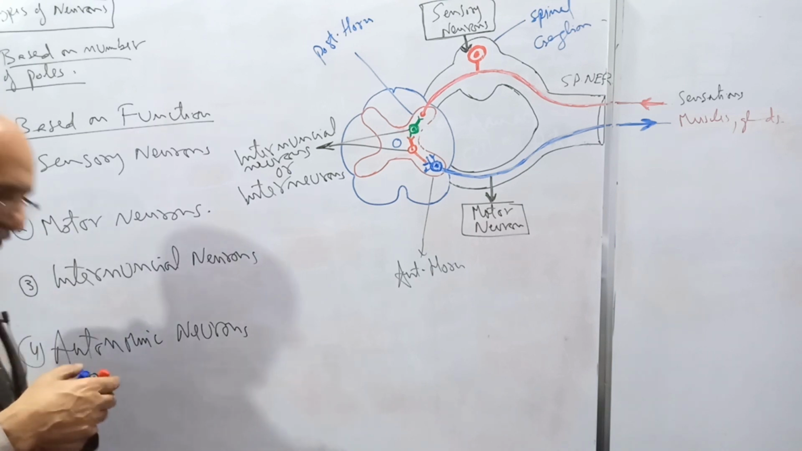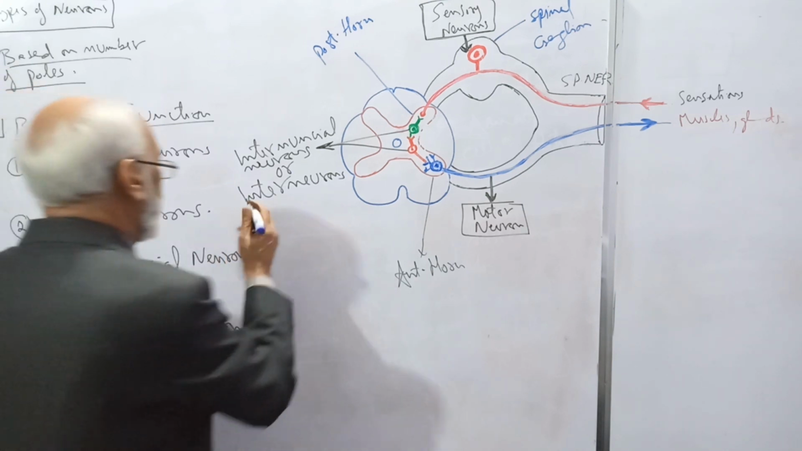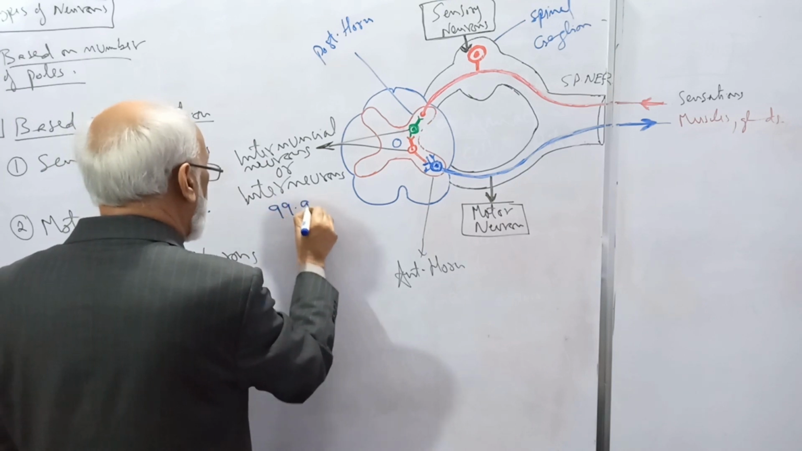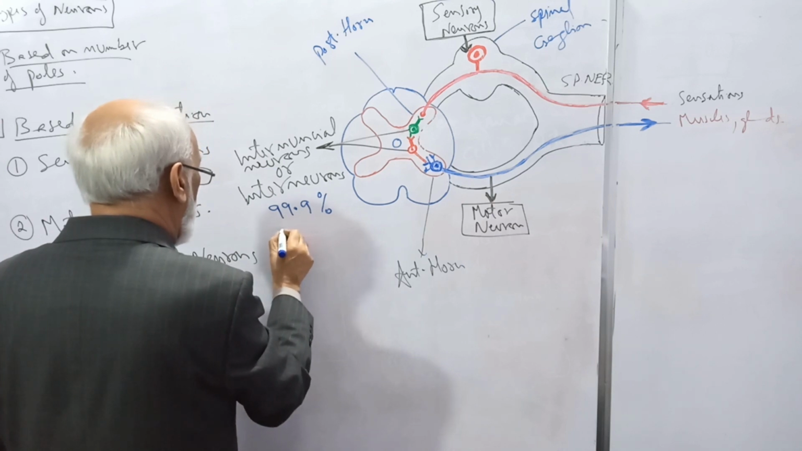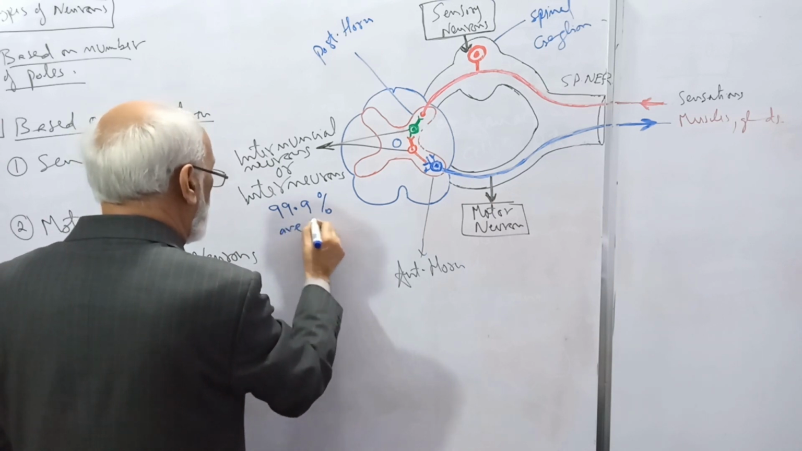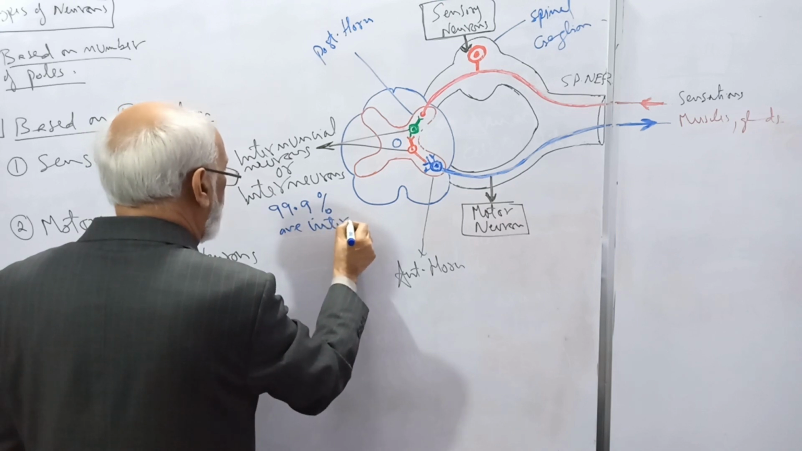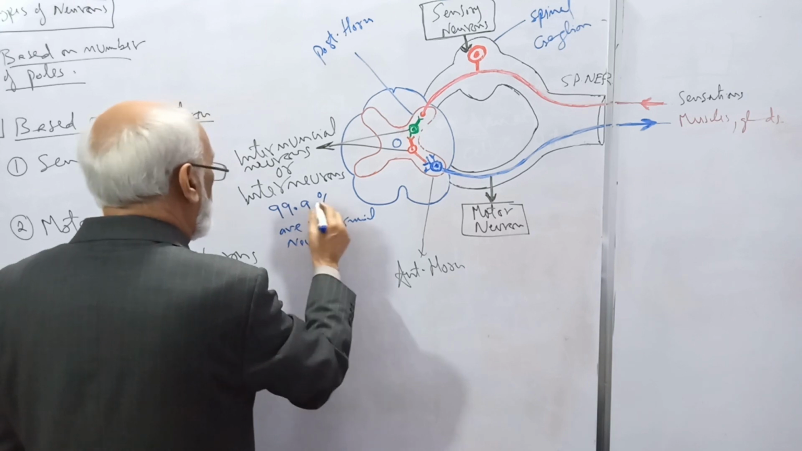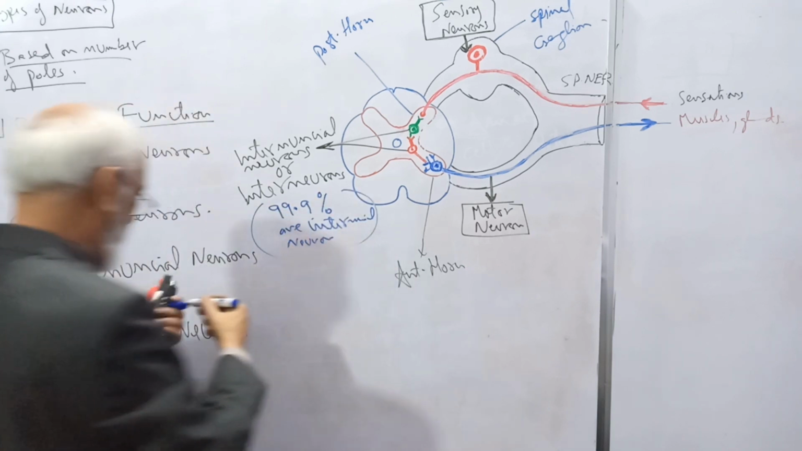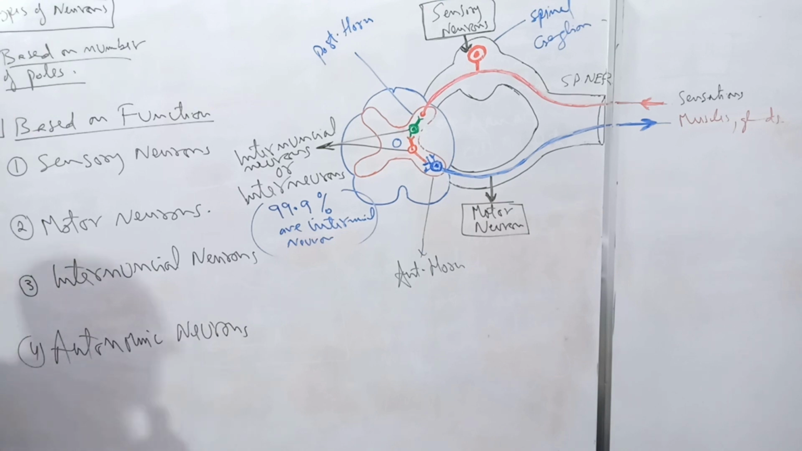These are the most numerous neurons in the nervous system. That is 99.9% are internuncial neurons. As compared to all the neurons, it is these internuncial neurons which are most numerous. 99.9% are internuncial neurons. The others are motor, sensory, multipolar, bipolar, etc.